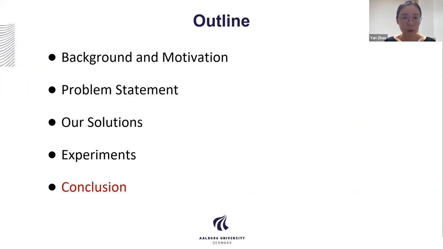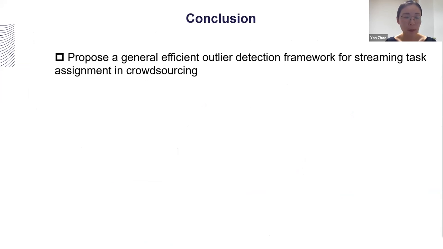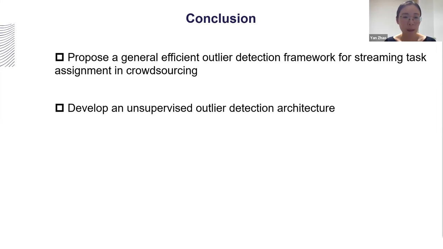Okay, finally, I'd like to conclude our work. We propose a general efficient outlier detection framework for streaming task assignment in crowdsourcing that aims to achieve high utility among normal workers and tasks, while considering outliers, including malicious workers and invalid tasks. Specifically, we propose an unsupervised outlier detection architecture that enables the capture of complex patterns and distributions in the worker and the task multivariate time series to detect malicious workers and invalid tasks.